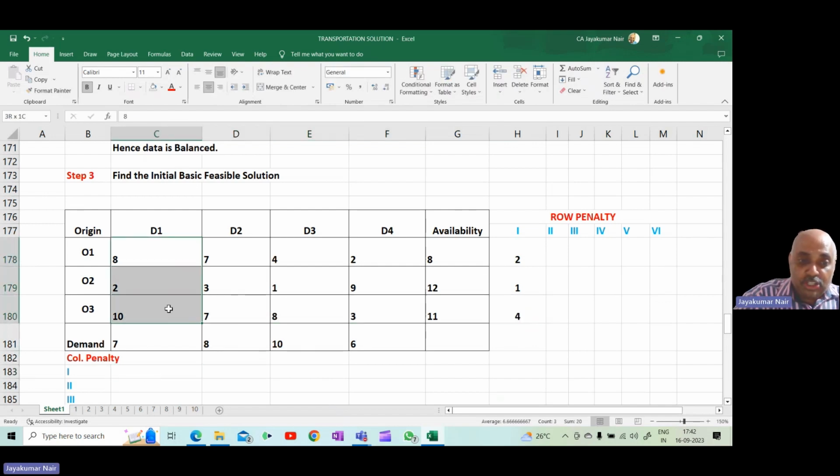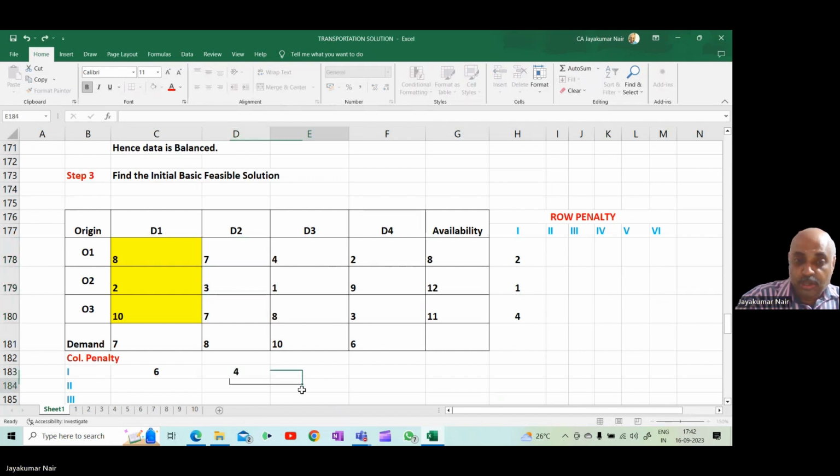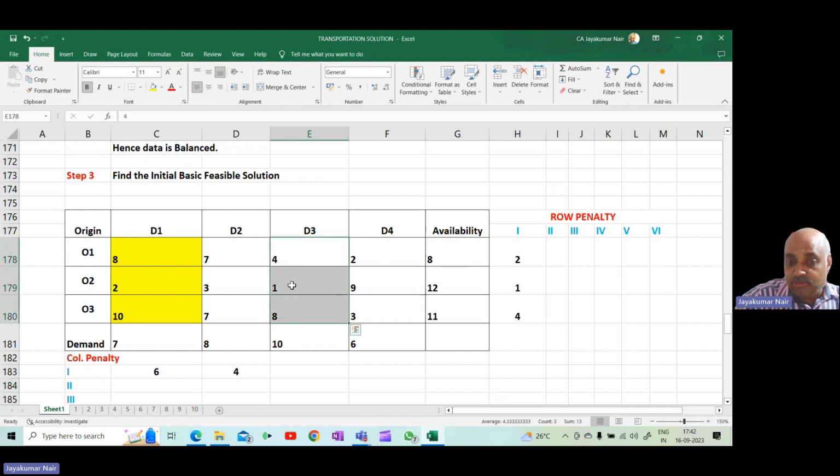Similarly, you find out for the columns. In this particular column, the least cost is 2. The next least cost is 8. So the difference is 6. Similarly, which is the least cost here? 3. Next one is 7. Difference is 4. Which is the next least cost here? 1, and next is 4. Difference is 3. This is 2 and this is 3. Difference is 1. So we find out the row penalty and the column penalty.